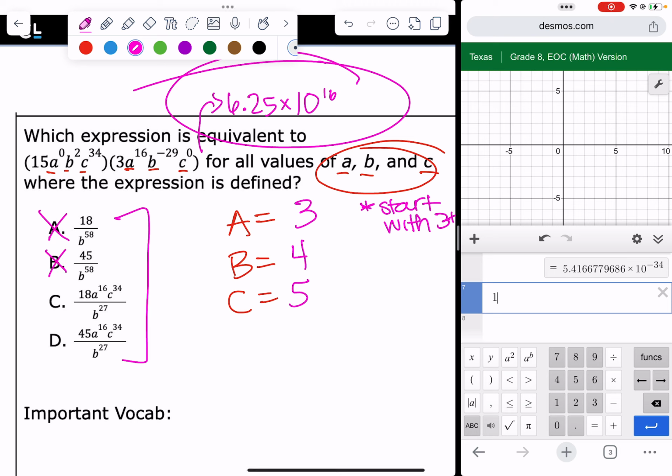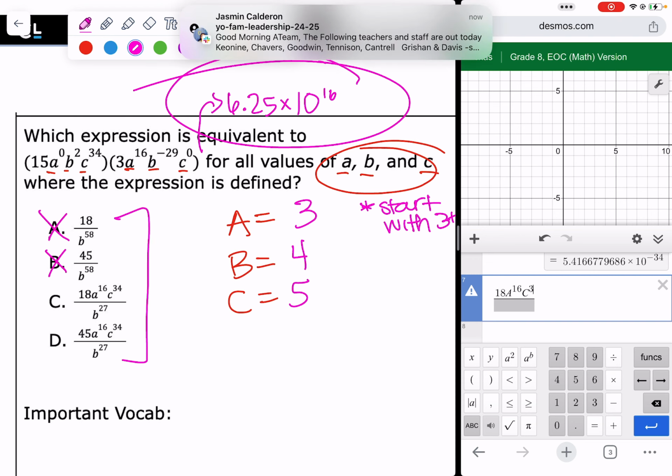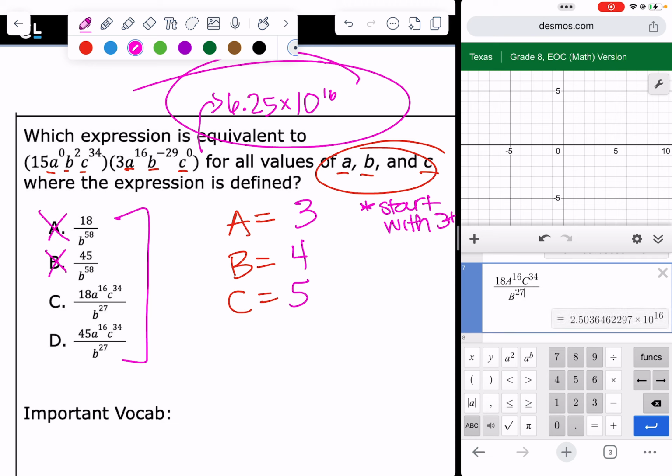Now let's try C. 18 divided by, then we have big A, little 16, big C, little 34. Then I have B, 27. And that gives me 2.5 times 10 to the 16. This is super close because the 10 to the 16 is the same, but it doesn't have 6.25, so this cannot be right.